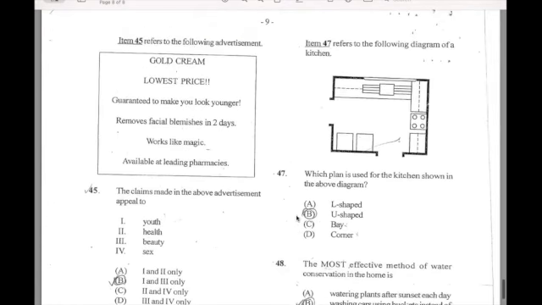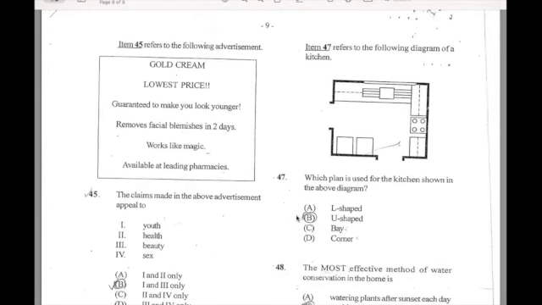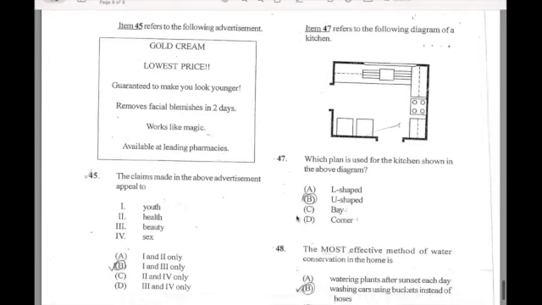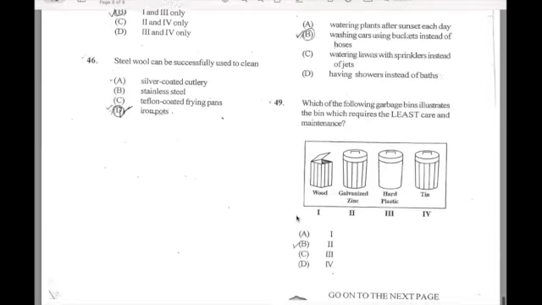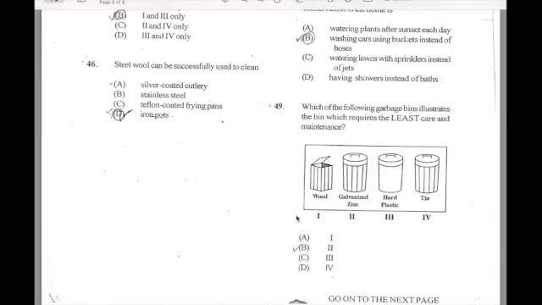Steel wool can be successfully used to de-iron pots. Item 47 refers to the following diagram of a kitchen. Which plan is used for the kitchen to show the above diagram? So if your answer is B, then you're correct, a U shape. The most effective method of water conservation in the home is washing cars using a bucket instead of a hose. 49. Which of the following garbage bins illustrates the bin which requires the least care and maintenance? So if your answer is B, then you're correct.